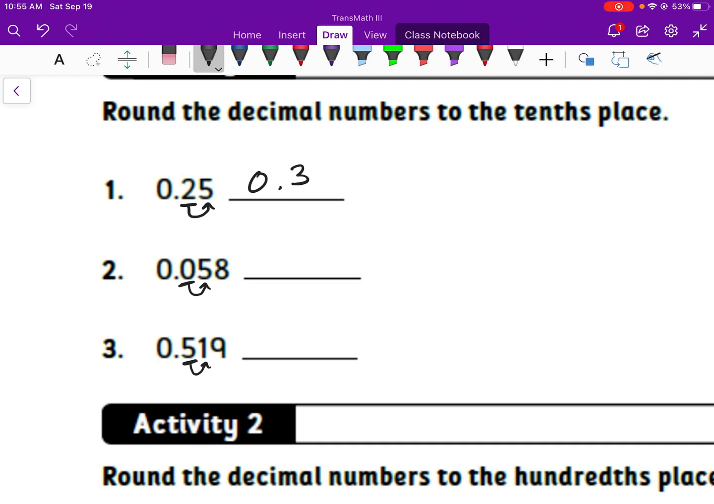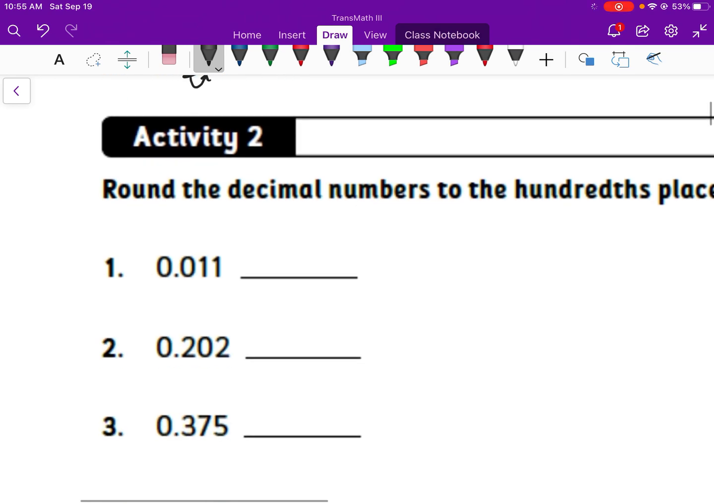In number 2, 5 tells us again to round up, so the next digit up, 0.1. And then in number 3, 5 is in the tenths place. The 1 in the hundredths place tells us to stay the same, so 0.5.